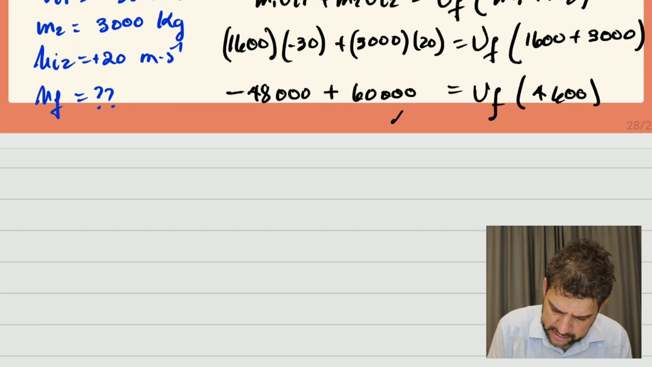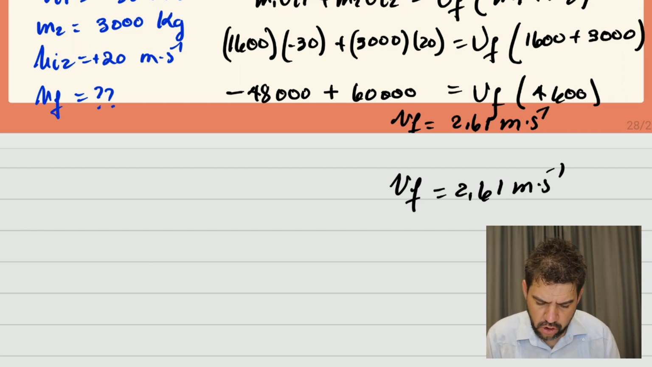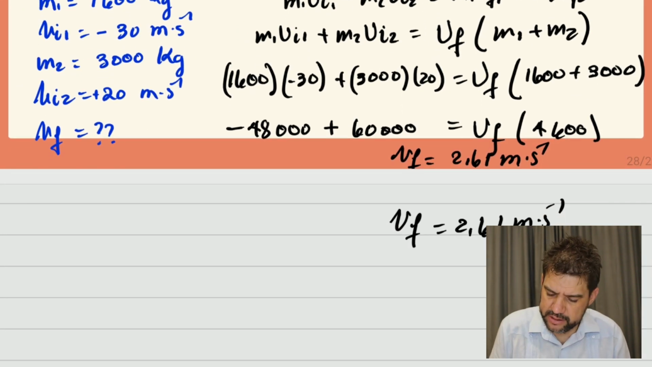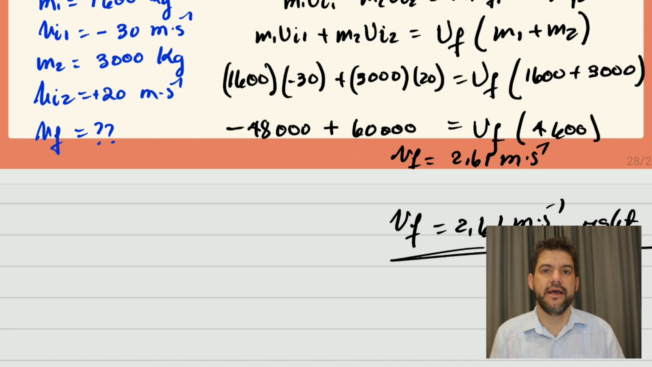I'm going to write it here. Is equal to 2.61 meters per second. Let's write it here at the bottom. Final velocity is equal to 2.61 meters per second. The question asks for, and let's make sure, calculate the velocity. So we need the direction. This one is going to be right. The answer is positive, and we said right is positive.